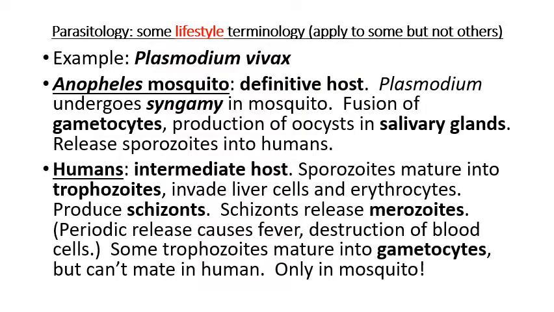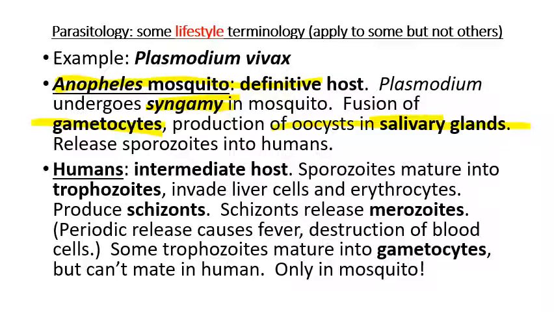Okay, so looking at Plasmodium vivax, the Anopheles mosquito, not just any mosquito, but the Anopheles mosquito is the definitive host for Plasmodium vivax, and that means that Plasmodium vivax can undergo syngamy within the mosquito. This is where you have fusion of the gametocytes, and then they end up producing oocytes in the salivary glands of the mosquito, and then those oocytes are released into humans, and then they produce sporozoites inside. Sporozoites are released into the humans.